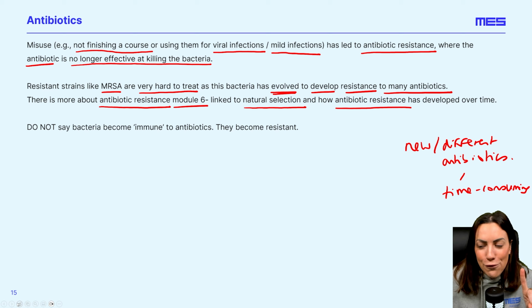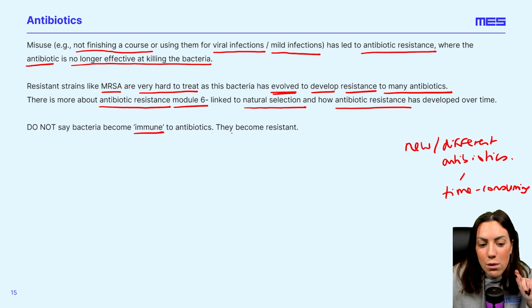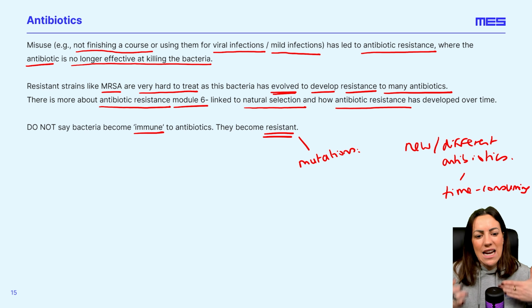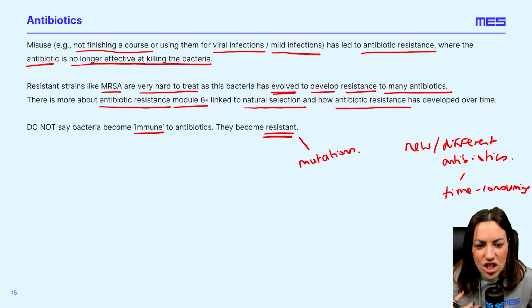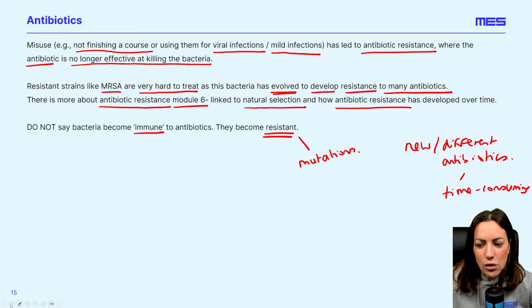One really important note from me, we should never be saying that bacteria become immune to antibiotics because bacteria don't have an immune system. They don't have white blood cells. They do not become immune. What we say instead is they become resistant to antibiotics. And that is actually through the process of mutation where the bacterial DNA changes at random and they develop resistance. And then they go on to survive, reproduce, and pass on that new gene for resistance.